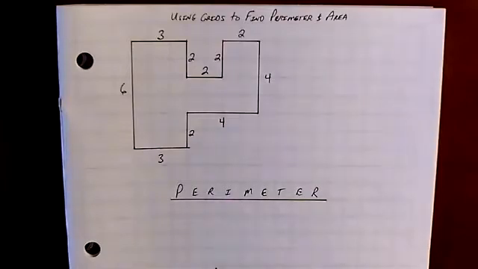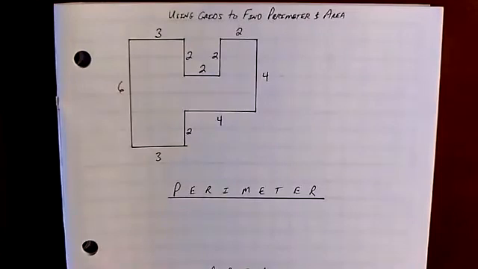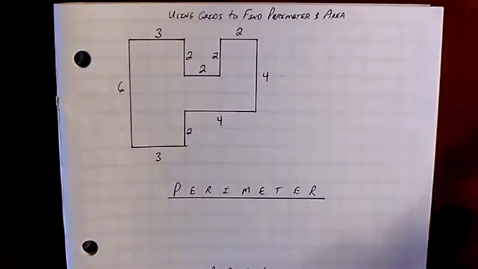Welcome back to Mr. Wickham's virtual classroom, where today we're going to be looking at using grids to find perimeter and area. So not every shape is going to be a square or a rectangle or whatever we can use to find length and width. Sometimes they're irregular shapes, and we need to know how to deal with irregular shapes and find the area of those shapes, okay, and the perimeter.